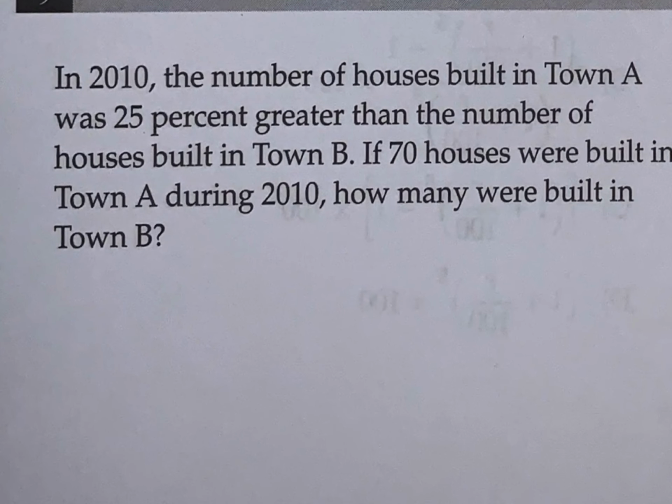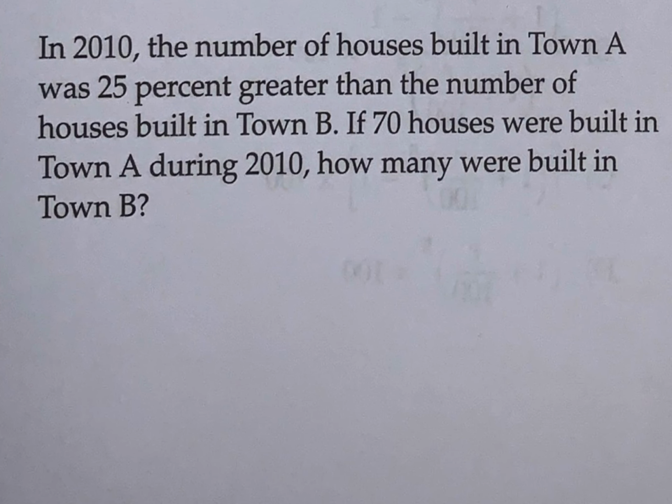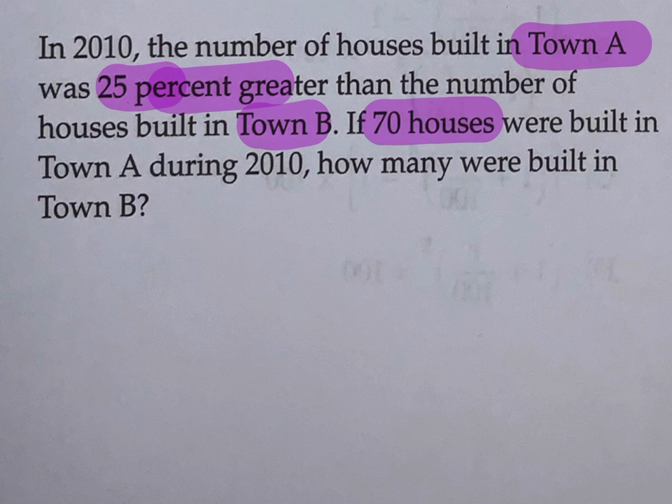So for number 9 here, we have in 2010, the number of houses built in Town A was 25% greater than the number of houses built in Town B. If 70 houses were built in Town A, how many were built in Town B? So convert this all to an equation. The number of houses built in Town A was 25% greater. So I let A be the number of houses built in Town A, and it was 25% greater than the number of houses built in Town B.